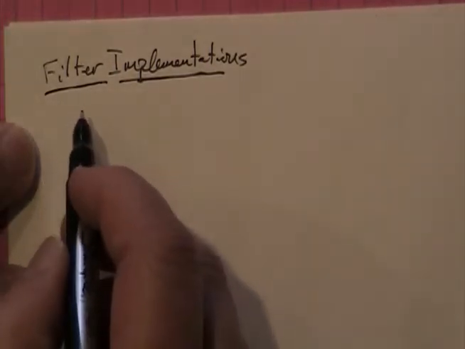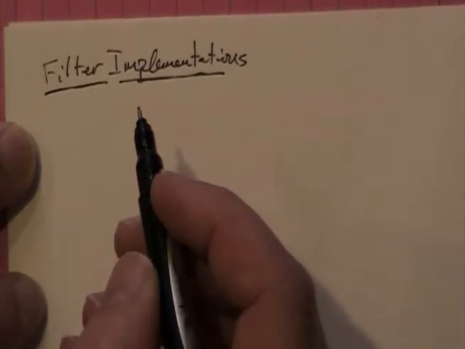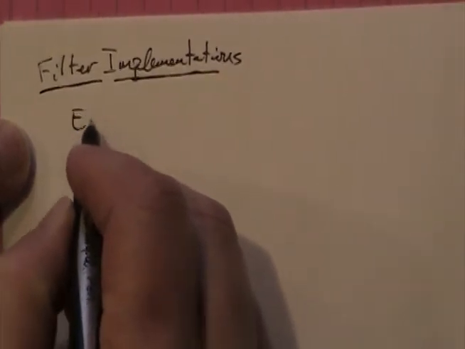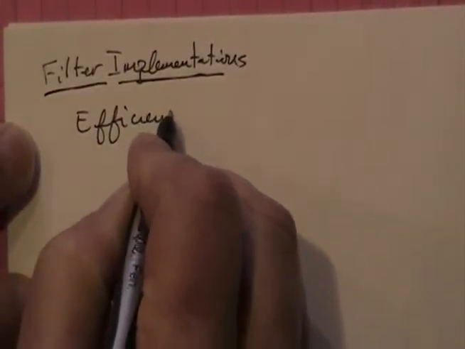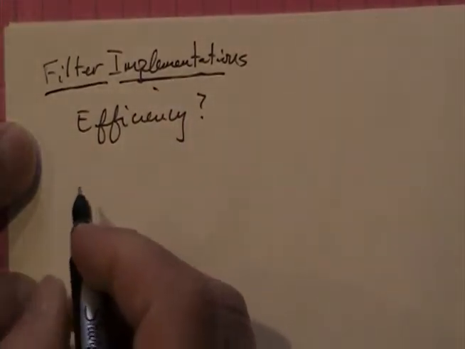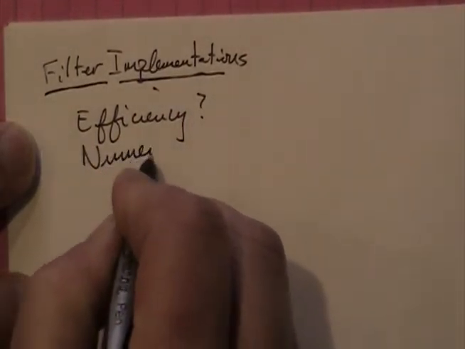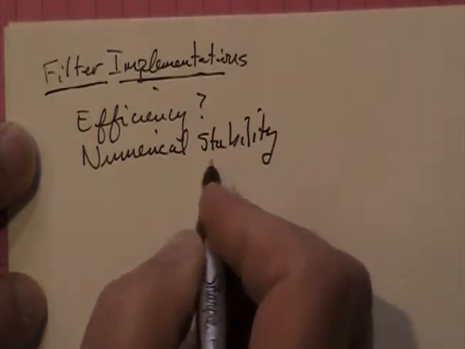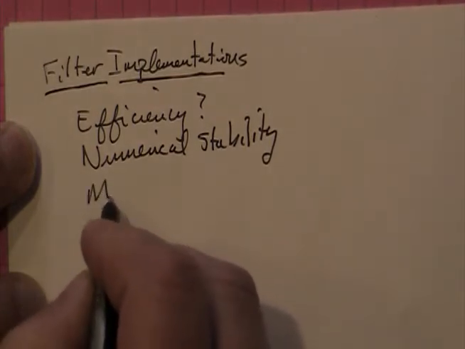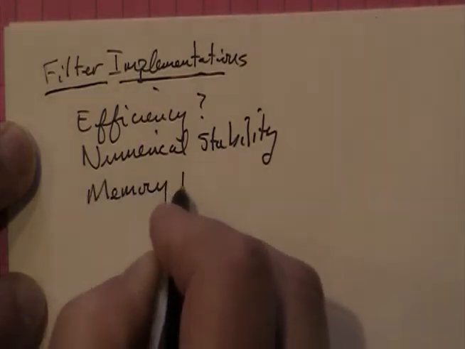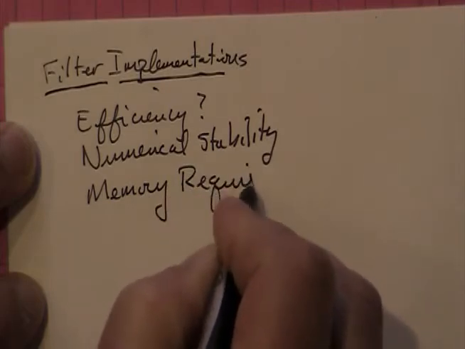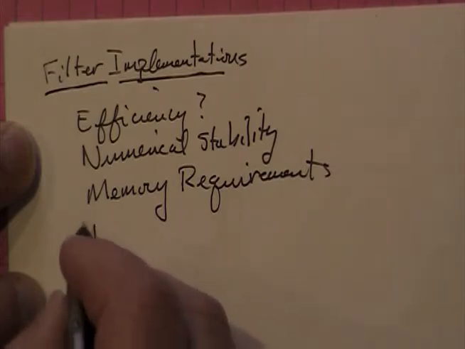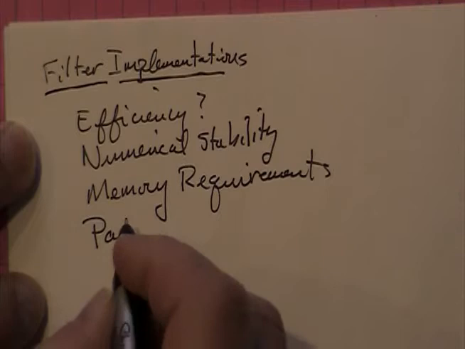We've seen a lot of these topics before. We have these characteristics we want our filter implementations to have: computational efficiency. We might be talking about numerical stability. We might be talking about memory requirements, storage requirements. We might be looking at whether it's possible to do parallel implementations, right? So that's a big deal.